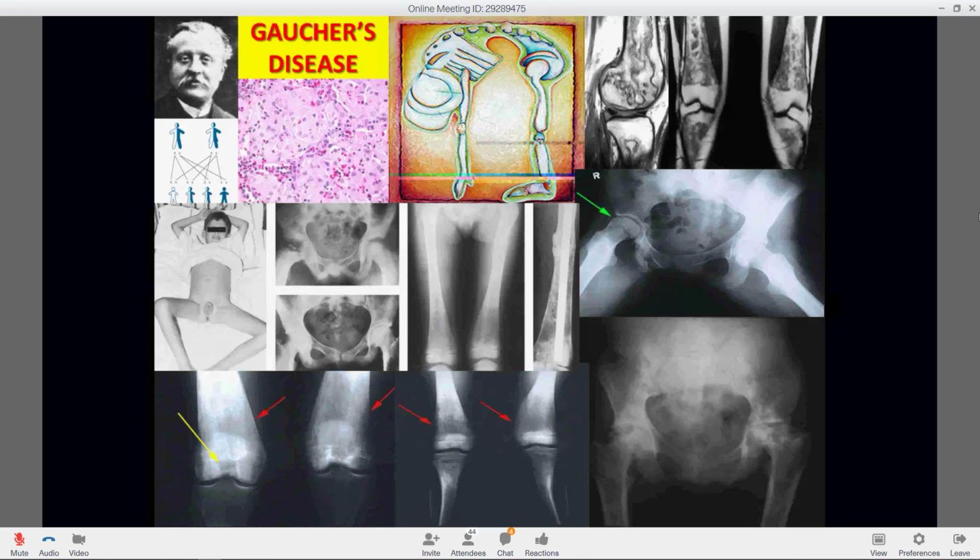Gaucher disease. This is a genetic disorder described by Gaucher over 100 years ago. It's caused by lack of a specific enzyme that is responsible for the breakdown and excretion of cell membrane product from defunct cells. This is a classic example of a lipid storage disease with secondary effect on bone.